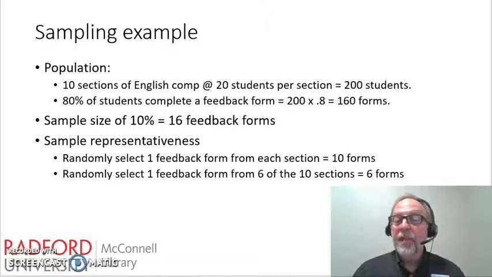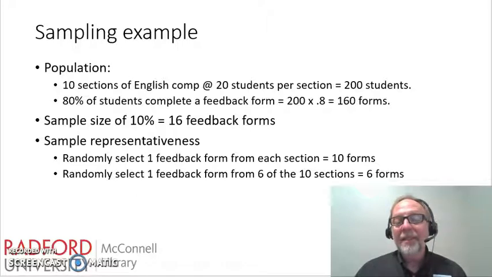Now, if you use a sample size of 10%, that reduces 160 to just 16. And if you further use sample representativeness, you can take those 16 and make them more representative of the entire population. And here's just one way of doing it. There's a number of ways of doing it, but here's one I suggest.